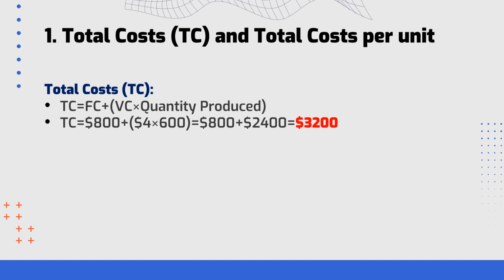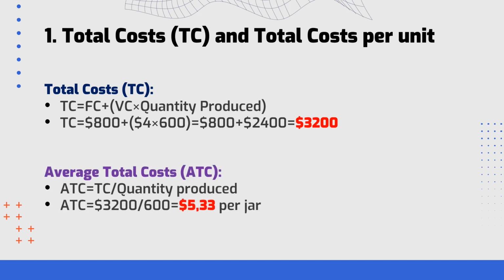If I talk about the average total cost per unit, we can define it as the total cost divided by the quantity produced. $3,200 divided by 600 gives us $5.33 per jar. In other words, the average total cost per jar is $5.33.